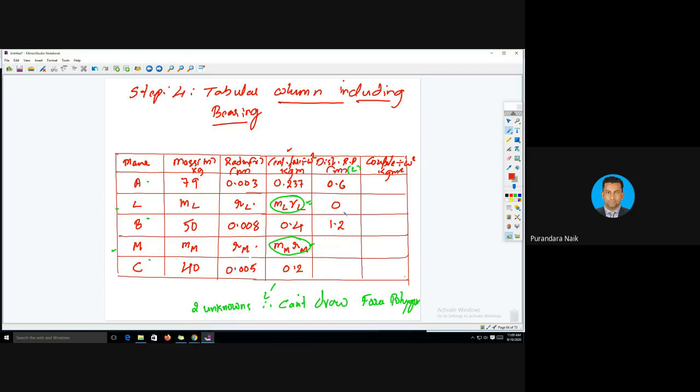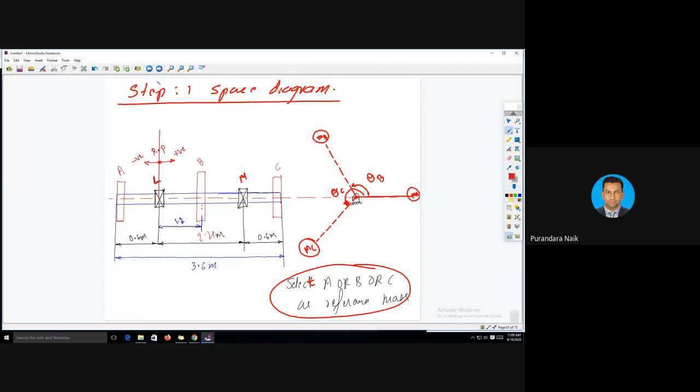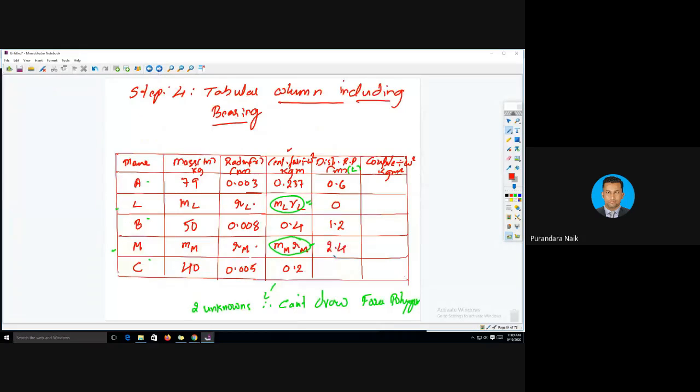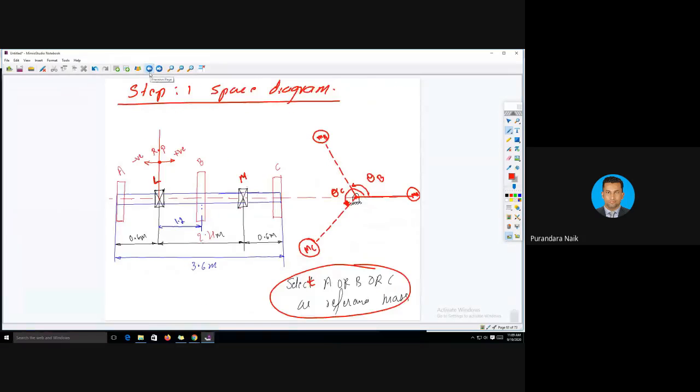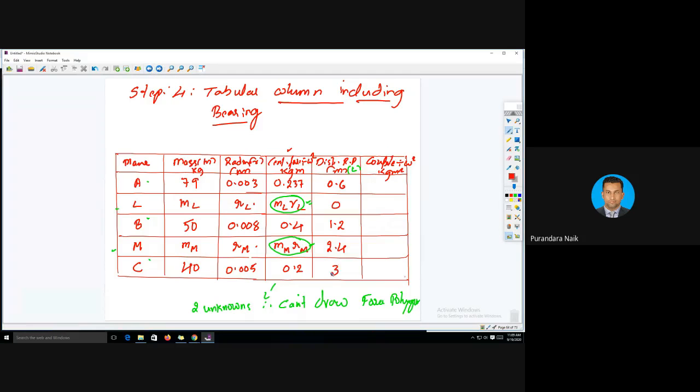1.2 distance. Next is L to M, the distance between L and M. L to M is 2.4. Next is L to C. L to C, 2.4 plus 0.6, 3 meter. So this is the concept.